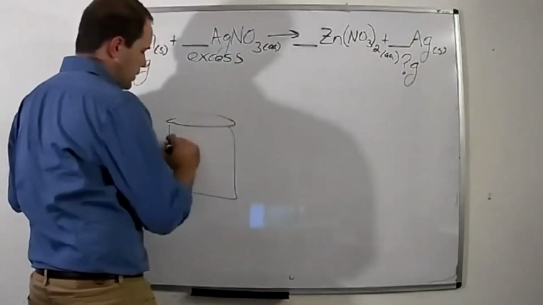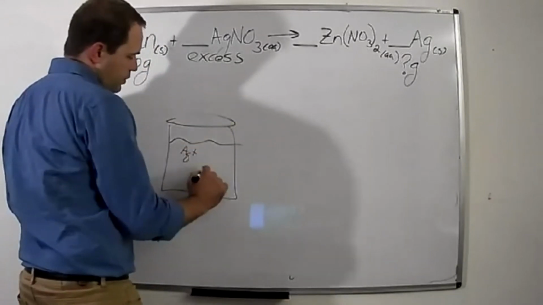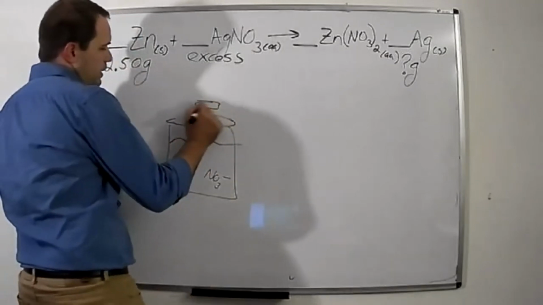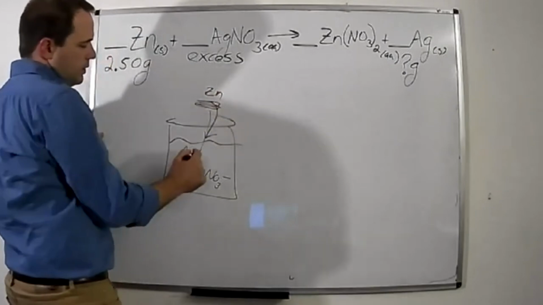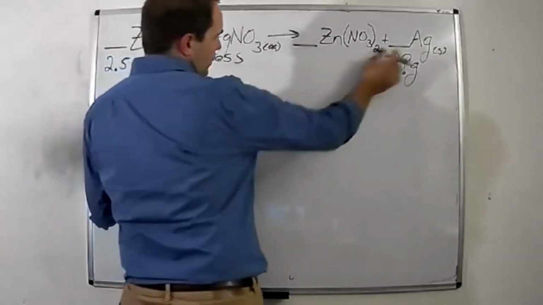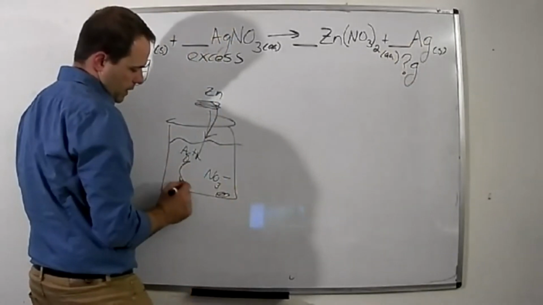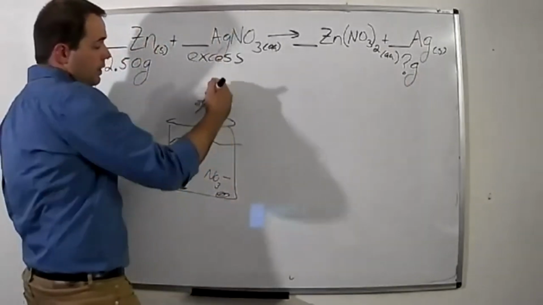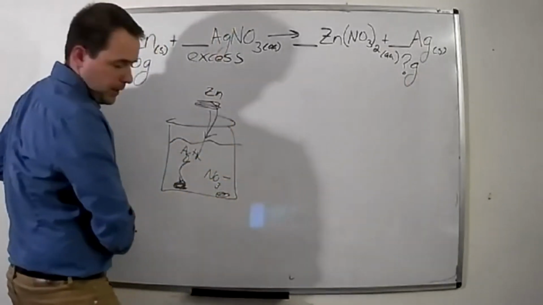Okay, excellent question there about the states of matter. So this is saying you have silver nitrate dissolved in solution. It's an aqueous solution. You're going to drop a solid piece of zinc into here. The zinc is going to dissolve, and silver is going to crash out. So the silver is going to come out as a solid. These states of matter just allow you to imagine this zinc going in, dissolving, and then silver coming out.